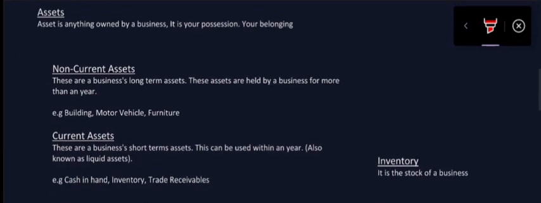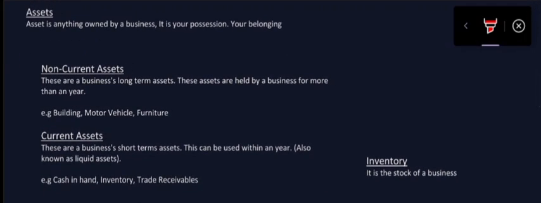Moving on towards our fundamental accounting elements. What are assets? An asset is anything owned by a business. It is your possession, your belonging. Assets can be further classified into non-current and current assets. Non-current assets are in a business's possession in the long run. They are in the business's possession for more than a year. For example, a delivery vehicle. A business can use it for as long as possible until it becomes useless.